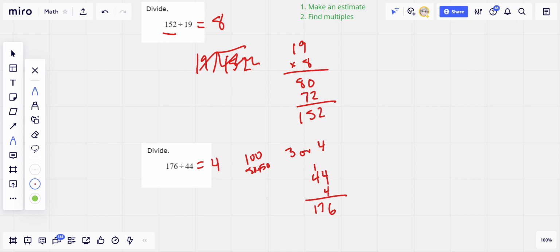So we managed to answer these division problems by using some good guesses or estimations and then multiplication.